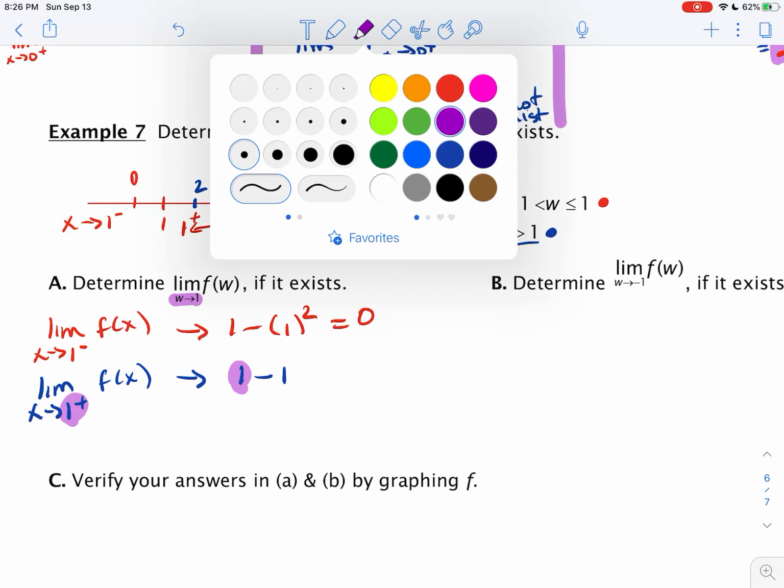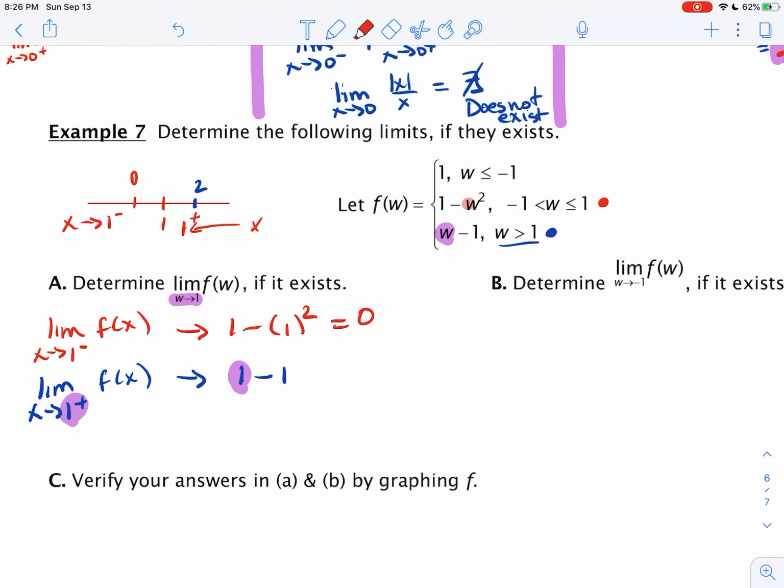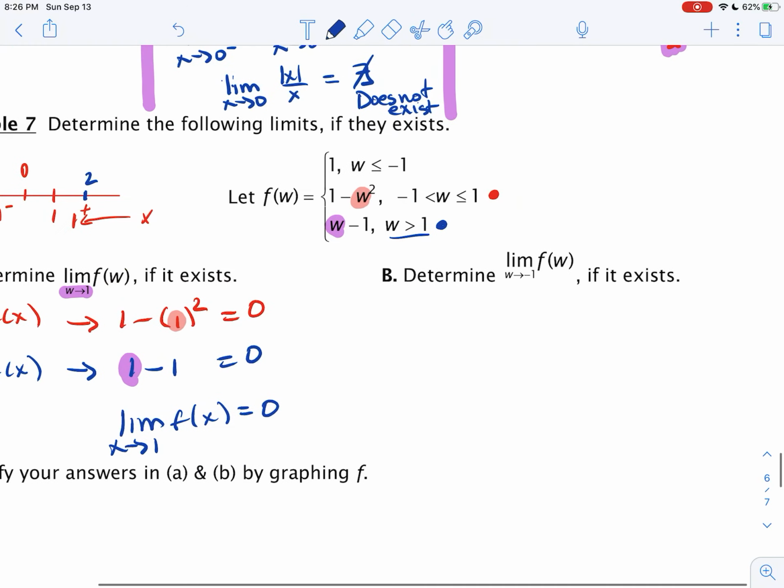And just like the one above, we're using those formulas. And what's 1 minus 1? That's also going to equal 0. Because the limit from the left equals the limit from the right, we do have that the limit as x approaches 1 of f of x is equal to 0. And I probably should have used w instead of the x's, I'm sorry.